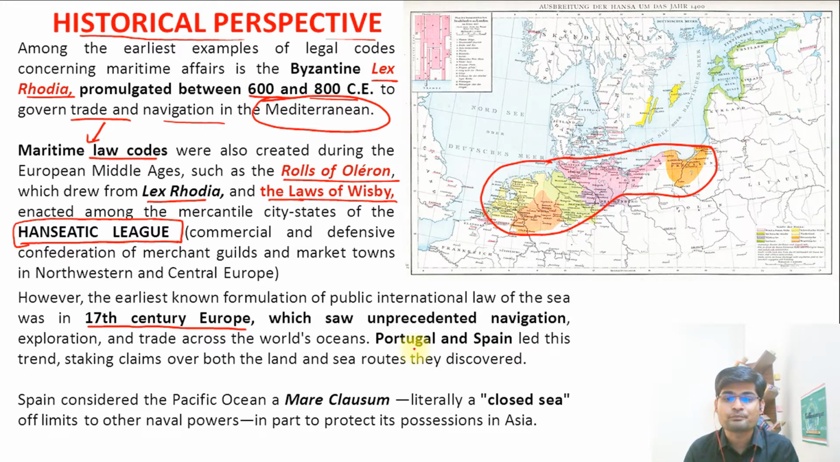treaty or international law. Apart from that, there is one more point to remember, that Spain considered the Pacific Ocean as Mare Clausum, a closed sea off limits to the other naval powers, in part to protect its positions in Asia. So that was one point where you have this territorialization happening, exertion of power happening in the sea. So that is where we are coming from in terms of the historical perspective.